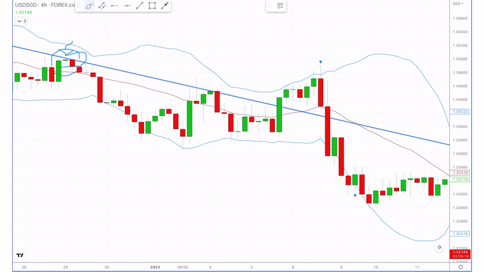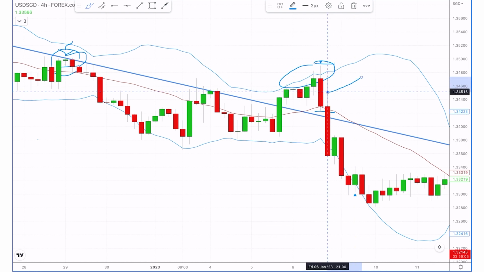So there we go, the setup over here. And what you would do is enter below the low, put your stop loss right above the high, and use a reward to risk of whatever you prefer. Could be 2 to 1, or it could be the other side of this trend line.